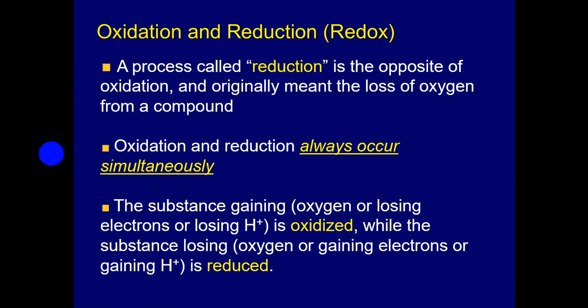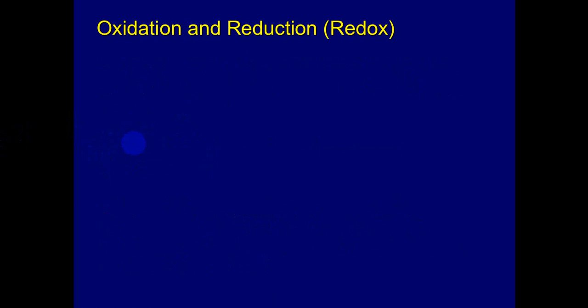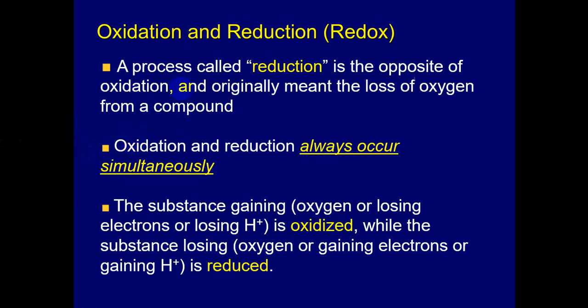Oxidation and reduction always occur at the same time. It's like the redox reaction. Oxidation and reduction occur at the same time. It's like the equilibrium reaction. So redox reactions have a double arrow, the forward reaction and the backward reaction. So it occurs at the same time. We will see examples very soon.